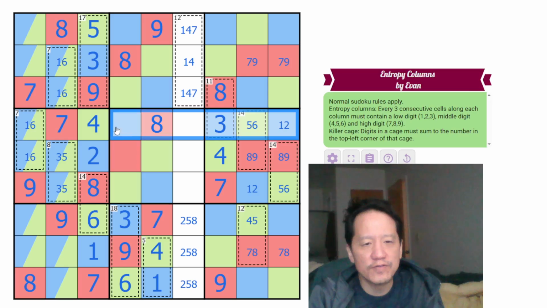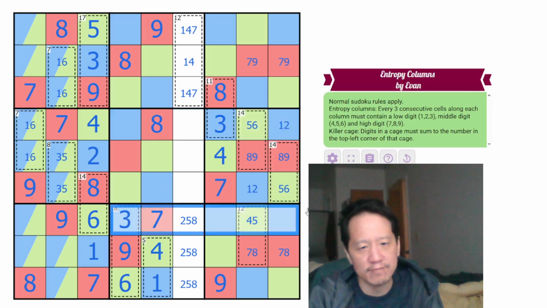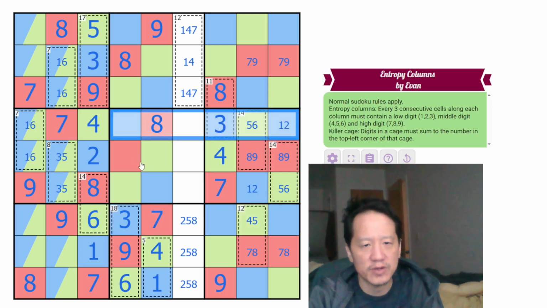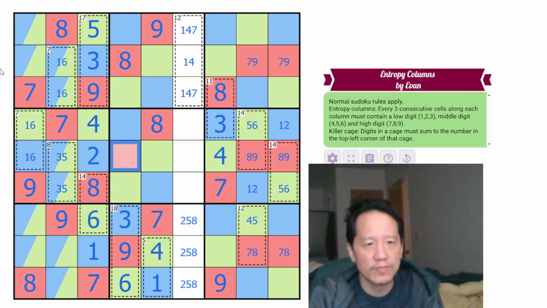Now we have 3 lows in row 1 and in row 4, and in row 7, obviously, because it always follows the same pattern. So therefore, the rest of the row cannot contain another low. So this cannot be low. This has to be middle, which means this can't be middle. This is low. Similarly, this has to be middle, and this has to be low. This has to be middle, and this has to be low.